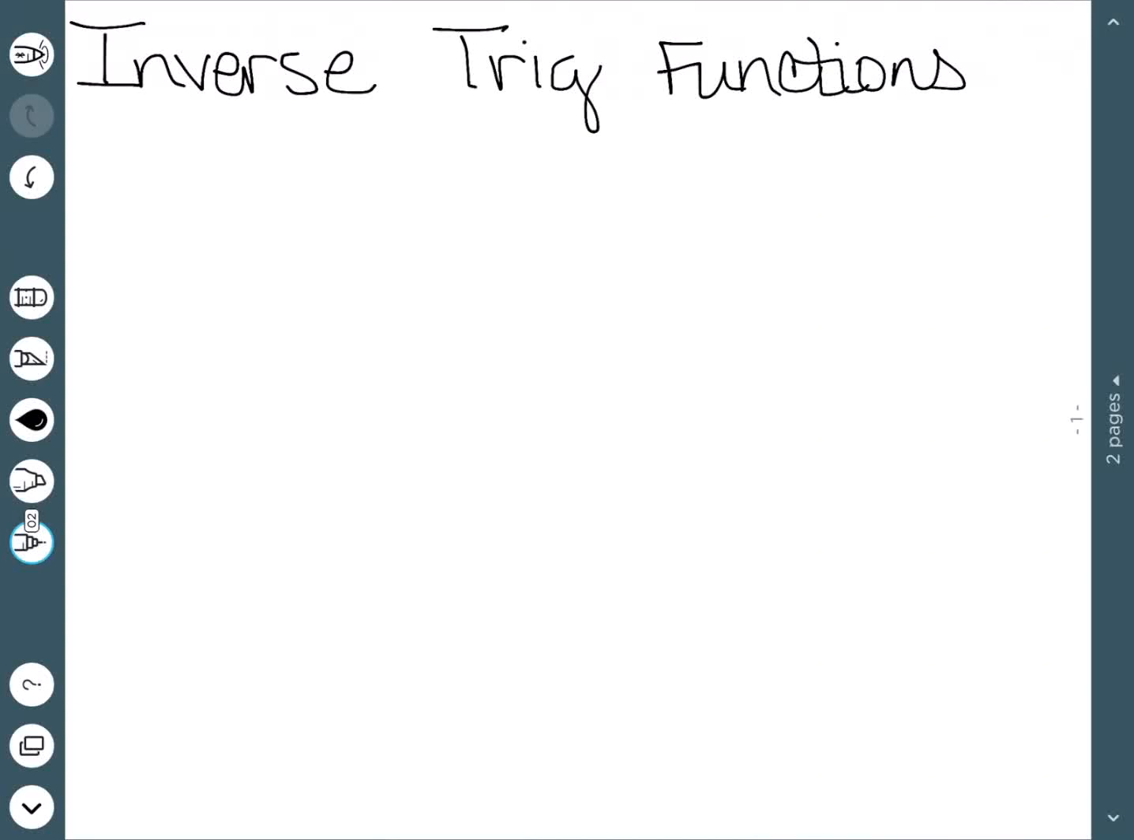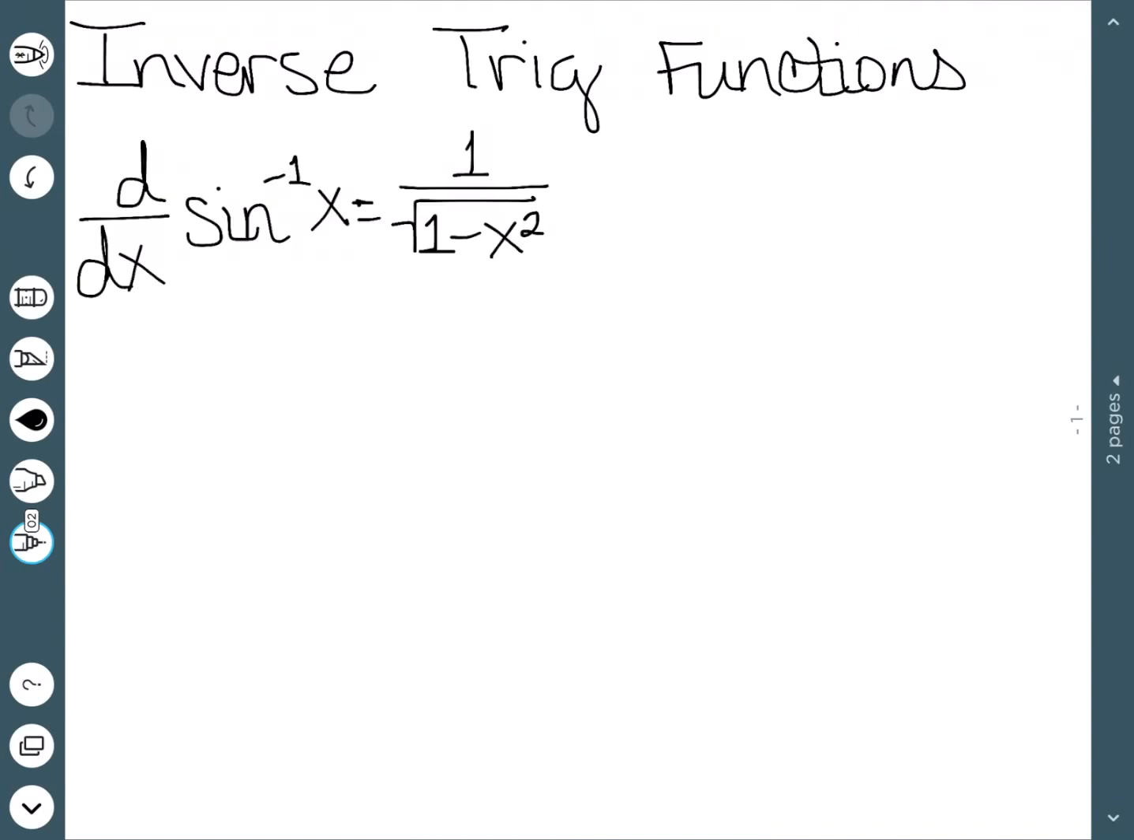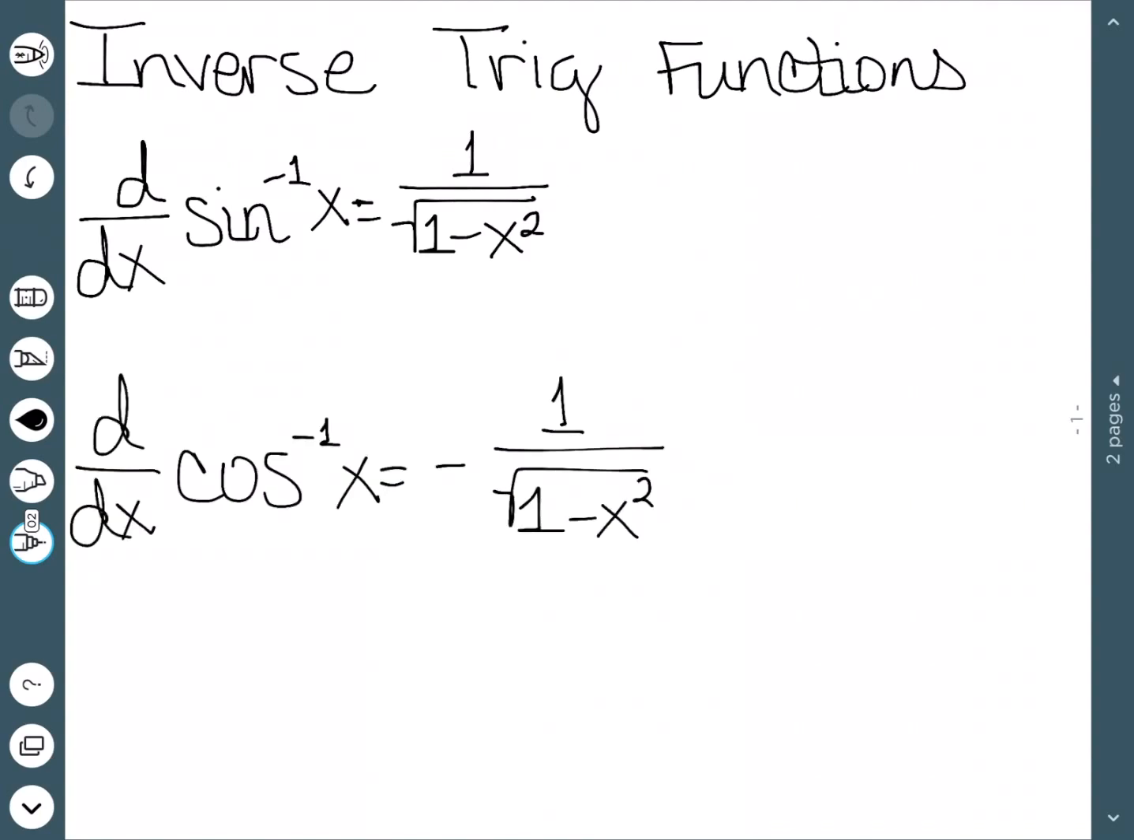We'll now look at the derivatives of the inverse trig functions. I'm not going to outright derive these, but I will go ahead and just give you all 6 of them. First is sine. The derivative of inverse sine is 1 over the square root of 1 minus x squared. Inverse cosine has the same derivative, just with the sign change, so the derivative of the inverse cosine is negative 1 over the square root of 1 minus x squared.